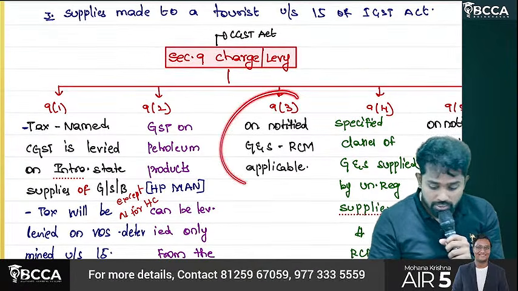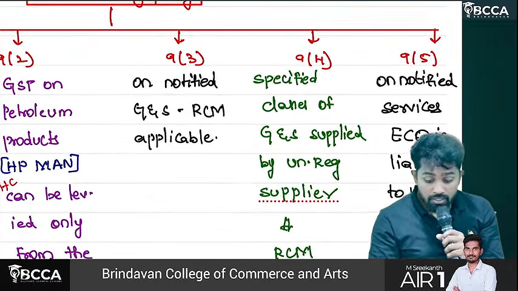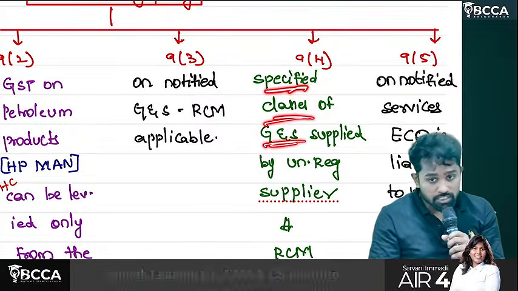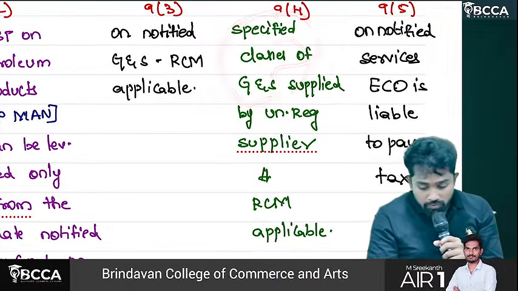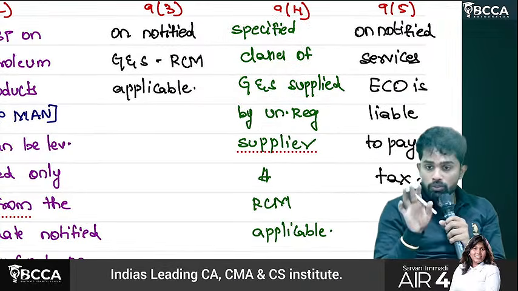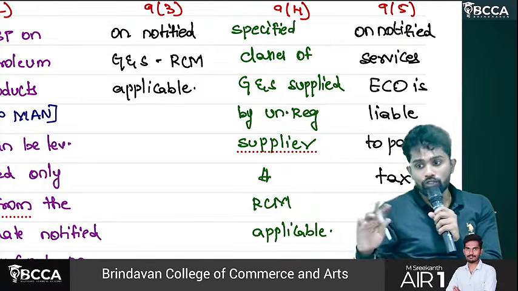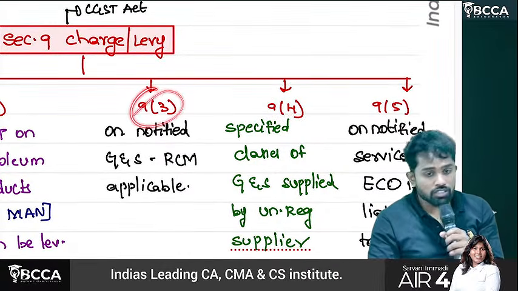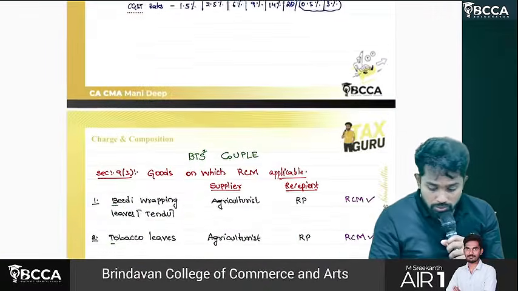So 9(3) is about goods and services on which RCM is applicable. Sir, what is 9(4)? Only on a specified class of goods and services, not on everything. Specified class of goods and services when they are supplied by an unregistered supplier, then RCM is applicable under 9(4). So 9(3) is also about RCM, 9(4) is also RCM. Okay, so we are going into RCM now.